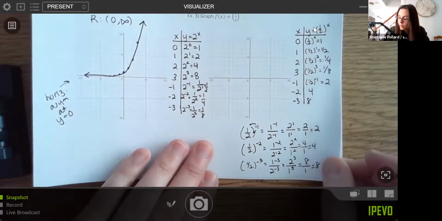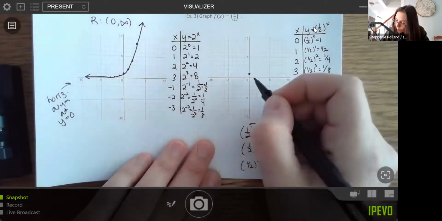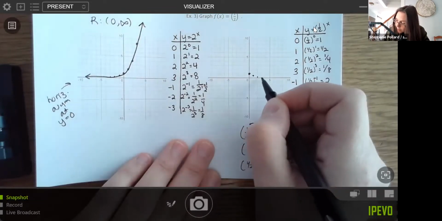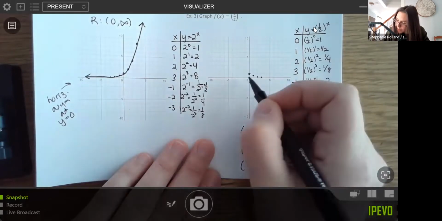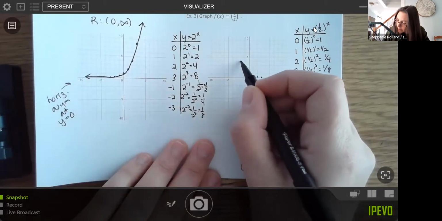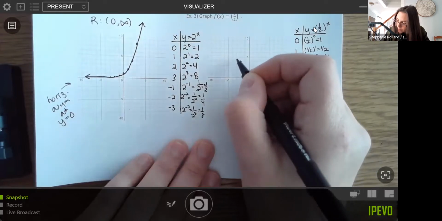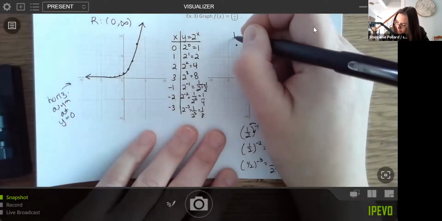So let's plug in our values. I have 0, 1. I have 1, 1/2, 2, 1/4, 3, 1/8. And then on the other side at -1, I'm at 2. At -2, I'm at 4. And at -3, I'm up at 8. So you have kind of the opposite idea here.